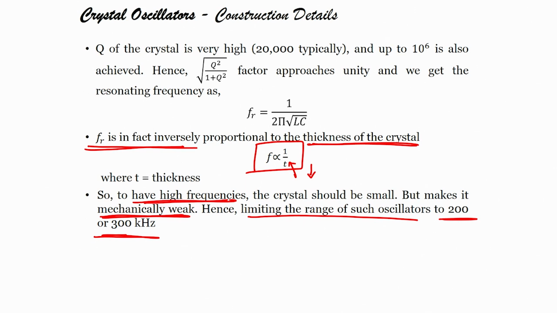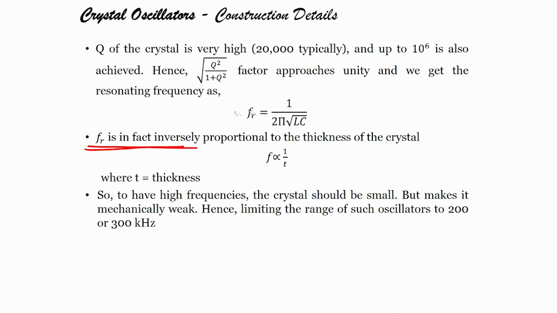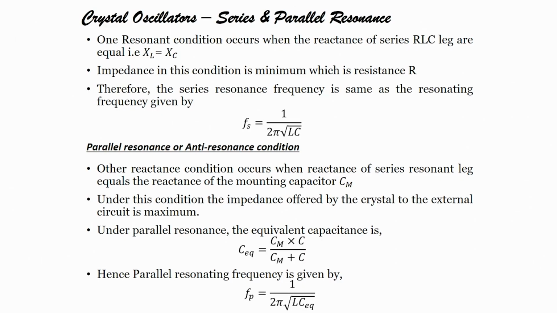So, this is how the crystal oscillator frequency is determined, and it depends on thickness. Just understand that we cannot make it too thin, otherwise it will be mechanically weak. We have to limit our range of oscillations to around 200 or 300 kilohertz. Very easy, super easy, right. Now, let us see another thing.